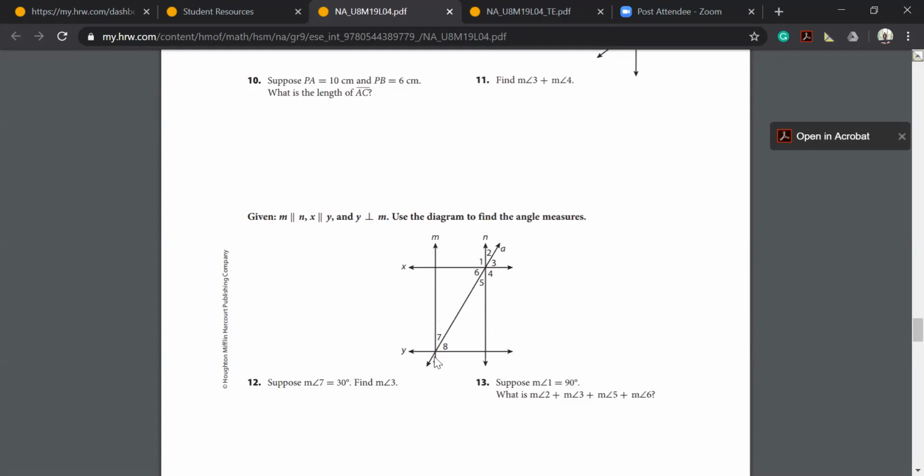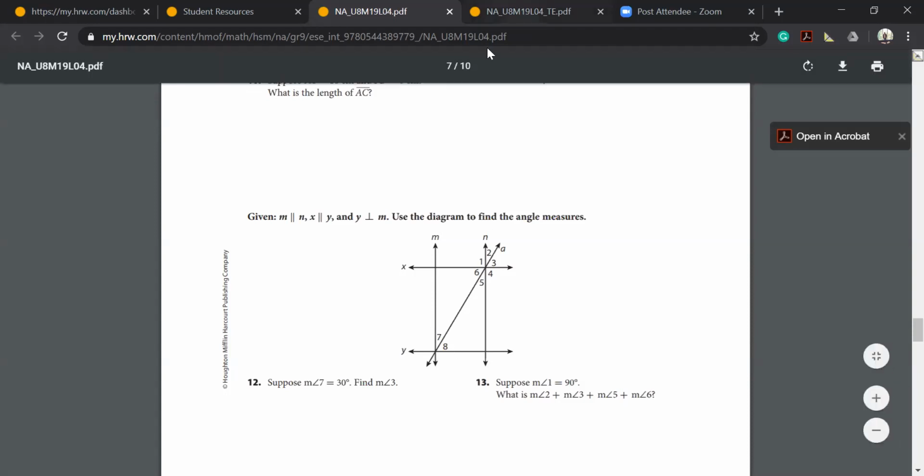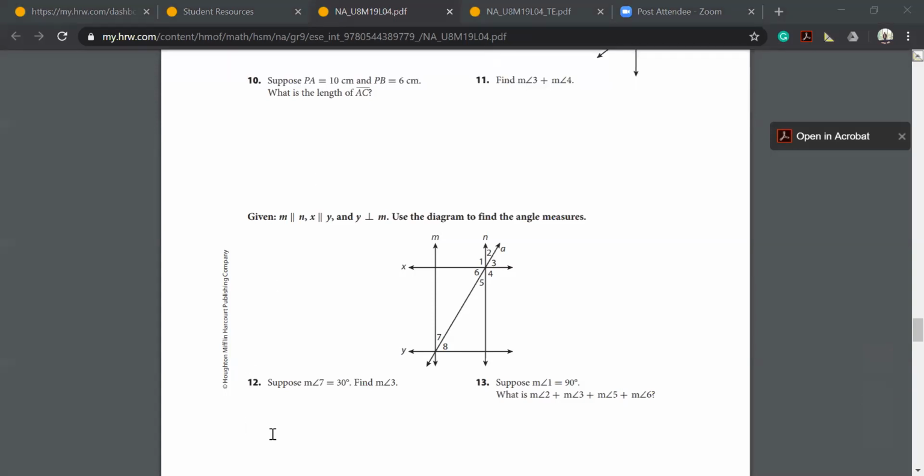Since Y is perpendicular to M, 7 and 8 together are what we said? 7 and 8 together are 90 degrees, right? For now, I know that measure angle 7 plus angle 8 is 90. How can I find measure angle 8 alone? So measure angle 8 alone will be 90 minus 30, which is 60 degrees. So we have known that measure angle 8 is 60 degrees.